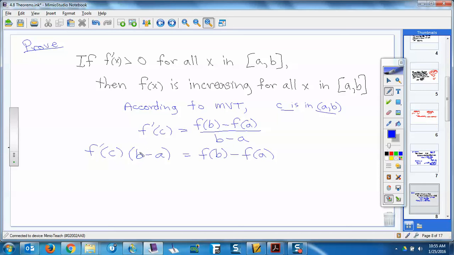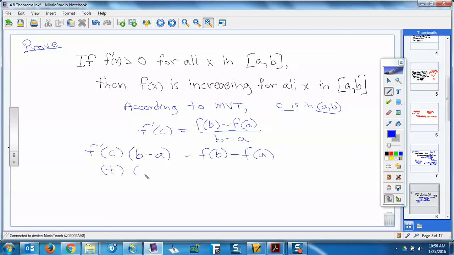Now, what do I know about f prime of C? It's positive. We know that f prime of C is positive, right? Because that was in the if statement of the thing we're trying to prove. They told us that f prime is positive for all x in that interval. So C is some point in that interval, so therefore we know that is positive.